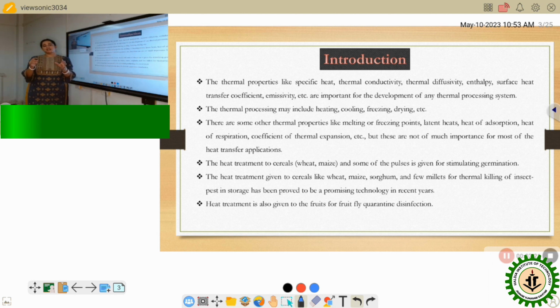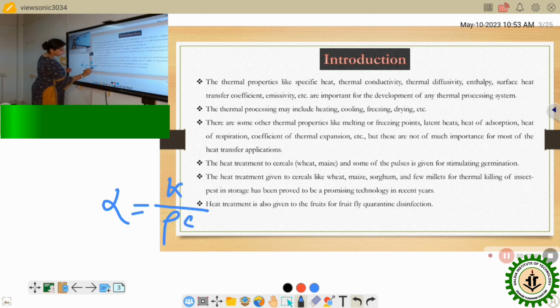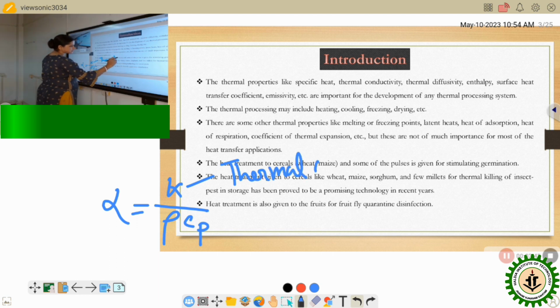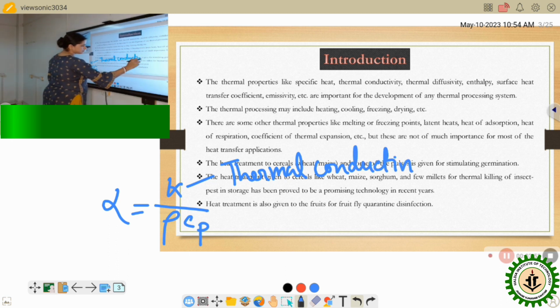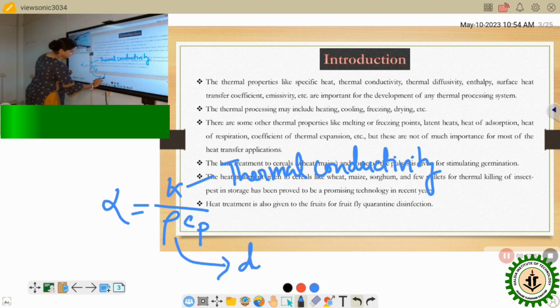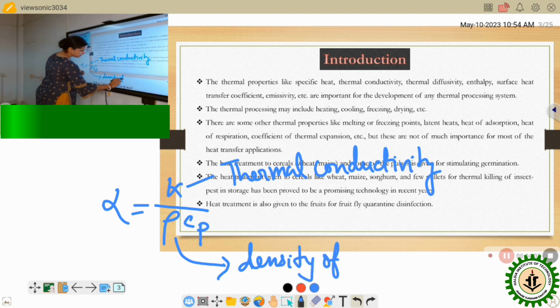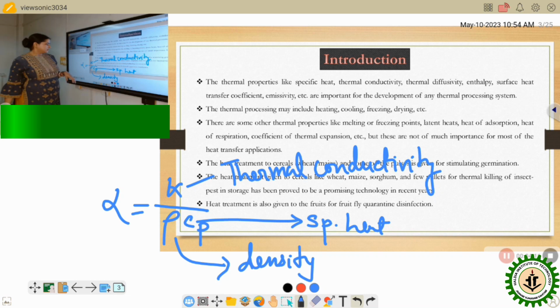Thermal diffusivity is nothing but a ratio of the ability of a material to conduct heat to its ability to store the heat. By formula, I can write here, thermal diffusivity is given by alpha, which is K by rho Cp, where K is my thermal conductivity, rho is the density of the material, and Cp is the specific heat of the material. So this thermal diffusivity, all these properties are highly important to understand how heat is propagating through a body or how much heat is getting absorbed by the body.